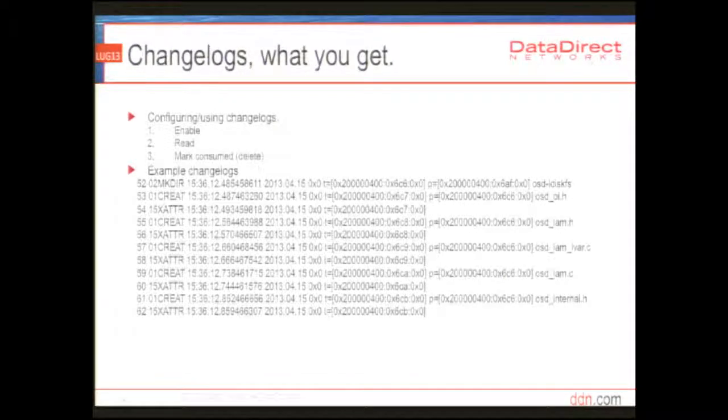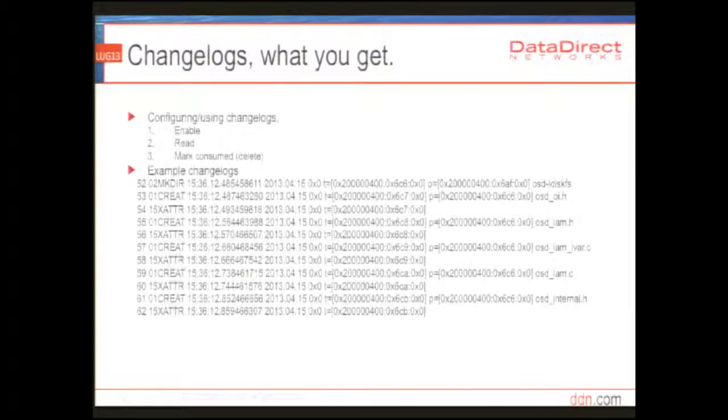So changelogs: you enable changelogs on the MDT. You just do that once, and then you go through this cycle. You repeat steps 2 and 3, where you read the changelog, you consume it, and then you go back and mark it as consumed, and the MDT deletes it. So they're safe to use in that you don't actually mark them as deleted when reading them. Reading them and marking them as deleted is different. So you can shut down the consumer and then start it up and not lose data, which is really useful.